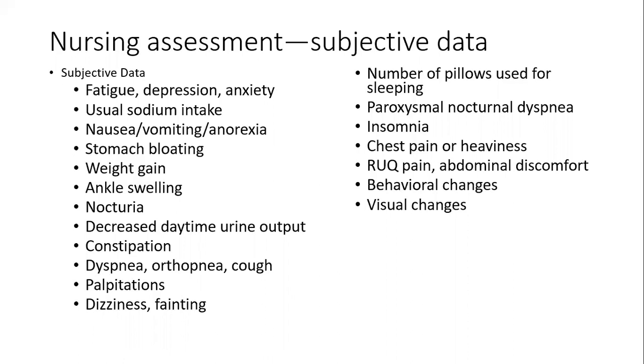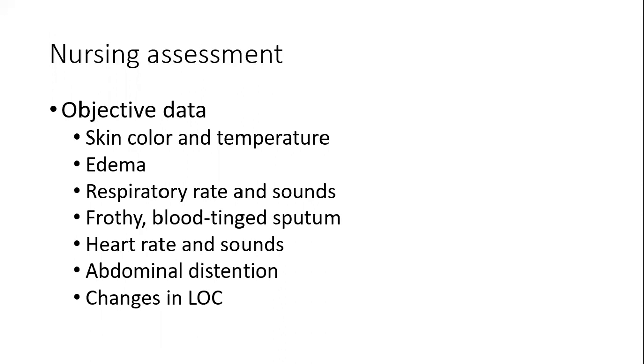So here's some subjective findings. I won't read them all to you. You can look at them. But these are things that a patient might report to you. The objective things that you might see in your assessment are things like pallor or diaphoresis or brawny edema, respiratory rate and sound, breath sounds. You might note sputum color and character, heart rate and heart tones, abdominal distension and bowel tones, and changes in level of consciousness.